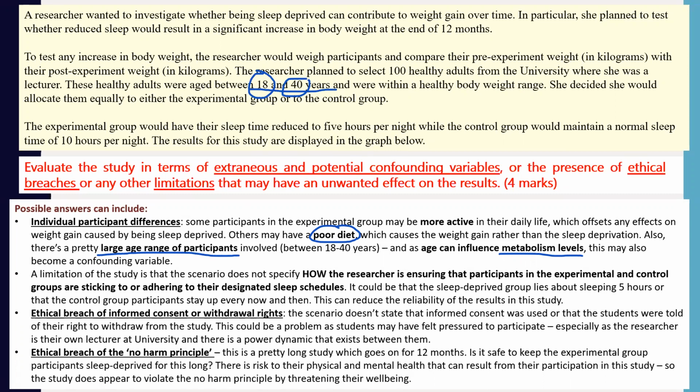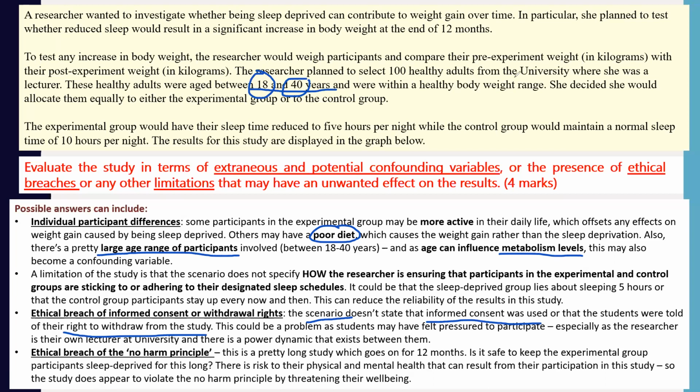The ethical breach of informed consent or withdrawal rights. The scenario doesn't explicitly state that informed consent was used or that the students were told of their right to withdraw from the study. So we can always say that it wasn't present or wasn't apparent, and that it possibly could have been breached. This is more of an issue, especially because the university lecturer is using her own students, and it's very easy for her to abuse her power.